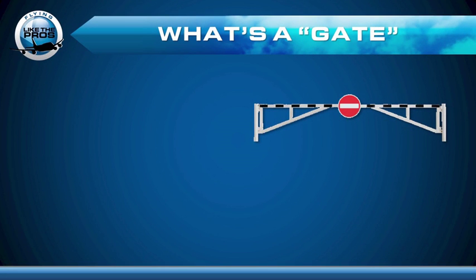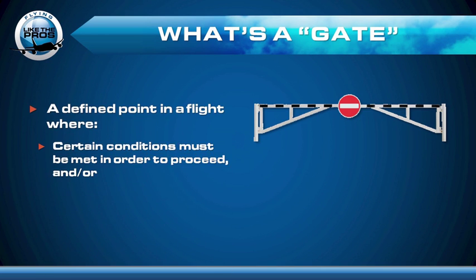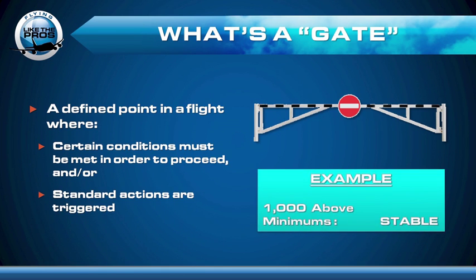The term gate might be something new for you. It's defined as a point in flight where certain conditions or parameters must be met in order to proceed and/or standard actions are triggered. A good example would be 1,000 feet above minimums on an instrument approach. The aircraft needs to have met the stabilized approach criteria.